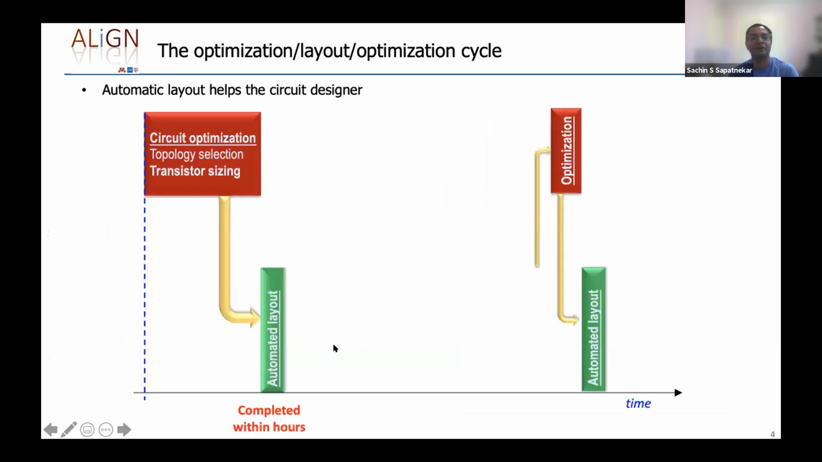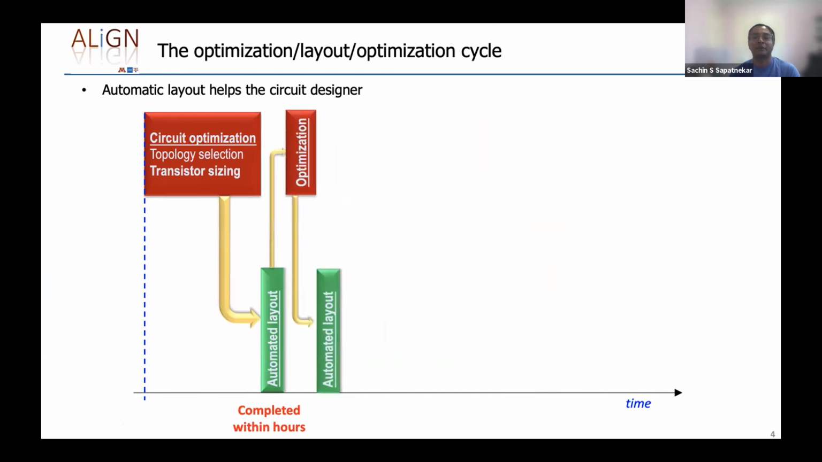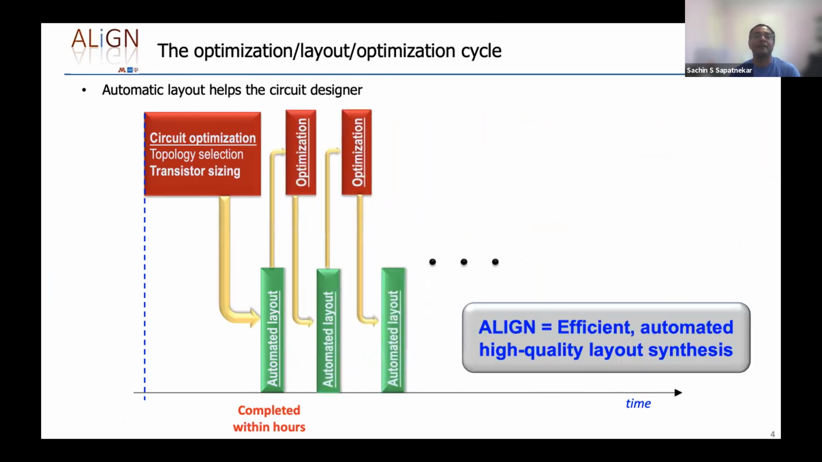So if we could somehow shorten this to perform layout in an automated way and complete it within minutes or hours, this would really be great, because what it would mean is that I could estimate my parasitics very quickly. I could shorten the optimization cycle. I could perform, in principle, even more optimization cycles. And in fact, this means that parasitic estimation could be done efficiently using fast layout, for instance. And the goal of Align is to perform efficient, automated, high-quality layout synthesis.